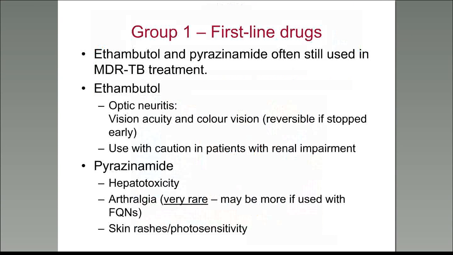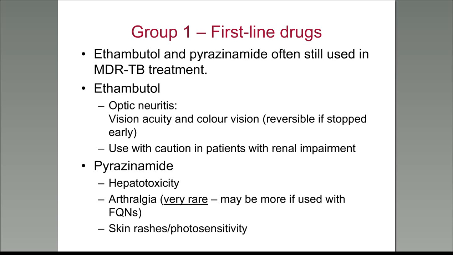So moving on to the specific drugs and adverse effects that you can expect and look for. Looking first at group 1, the first-line drugs. Ethambutol and pyrazinamide are often still used in MDR-TB treatment. Because they're first-line drugs, most of you are probably quite familiar with the adverse effects. Ethambutol can cause optic neuritis, and this can result in decreased visual acuity, but often it first presents with changes in color vision. So that is something that can be screened for in older children and adults. And if you identify that early and stop the ethambutol, the optic neuritis is actually reversible.